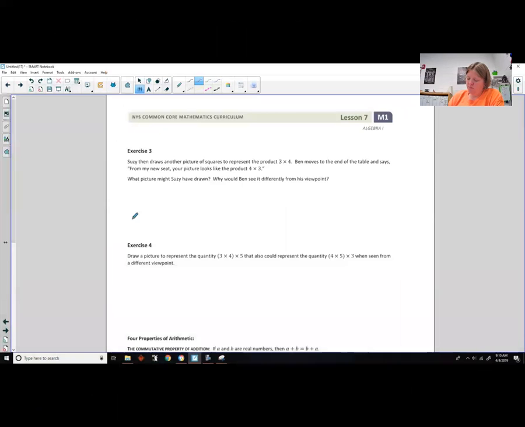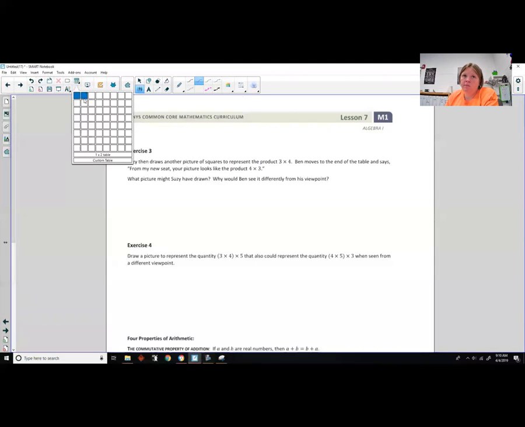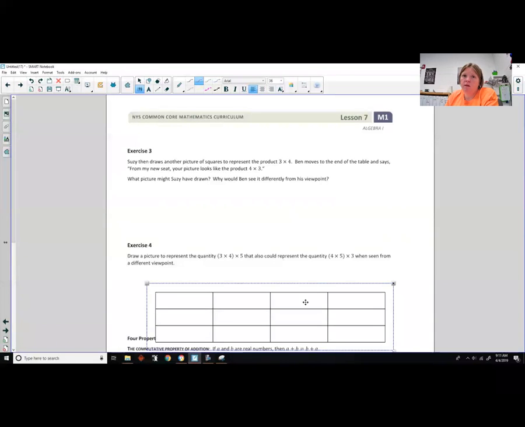Exercise 3. Susie then draws another picture of squares to represent the product of 3 times 4. Ben moves to the end of the table and says, from my new seat, your picture looks like the product of 4 times 3. What picture might Susie have drawn? And why would Ben see it differently from his viewpoint? Okay, so if Susie is drawing a picture and she says it's 3 by 4 or 3 times 4, she might be looking at this.